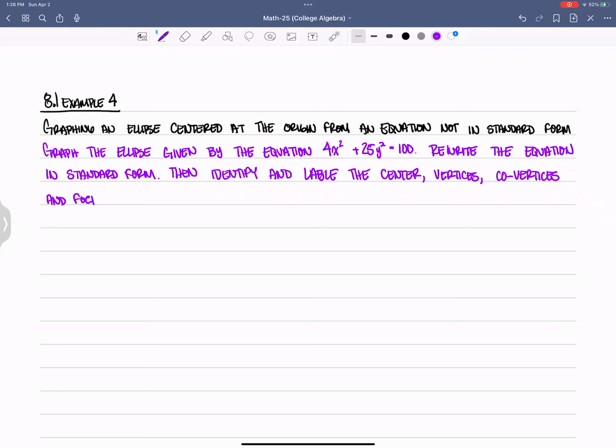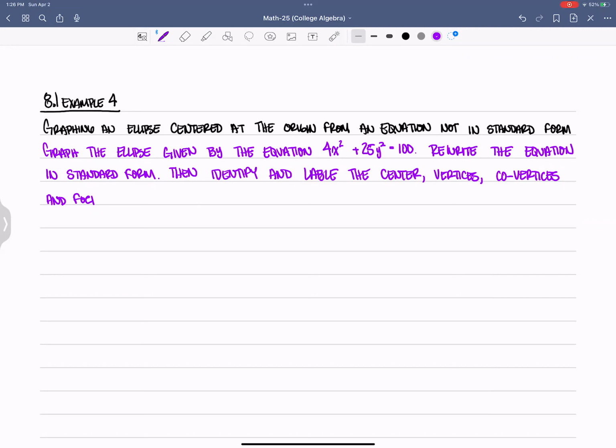Section 8.1, example 4, graphing an ellipse centered at the origin from an equation not in standard form. Graph the ellipse given by the equation 4x squared plus 25y squared equals 100. Rewrite the equation in standard form, then identify and label the center, vertices, co-vertices, and foci.